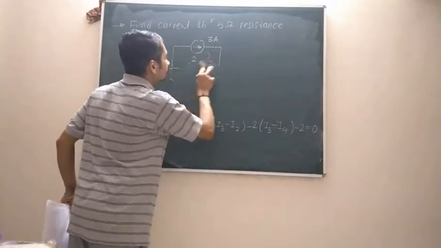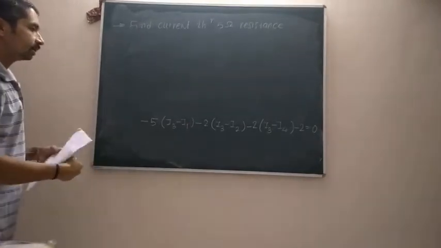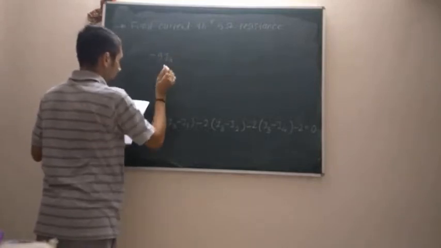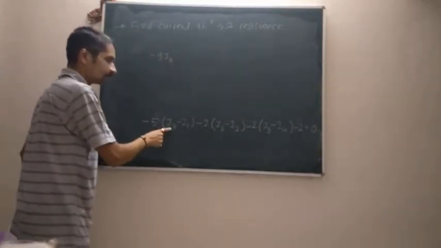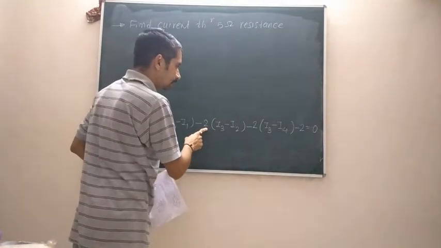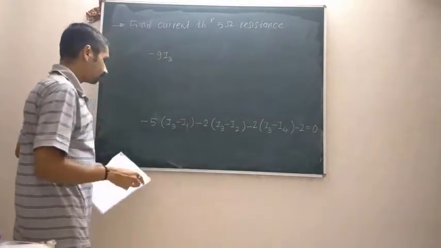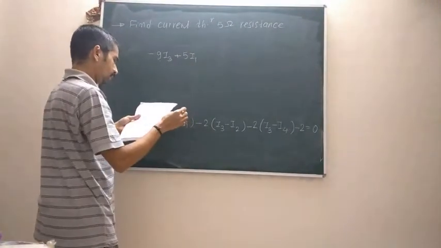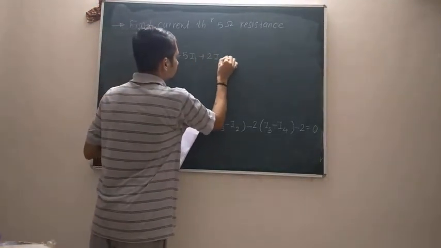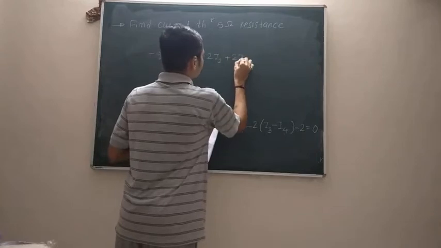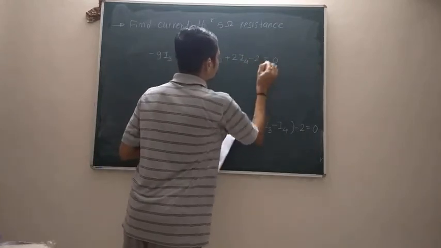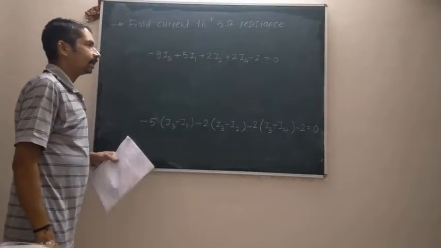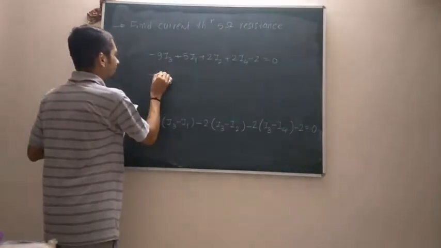Now if I simplify this equation further, I will get the new equation as minus 9I3. You can see here, this is minus 5, minus 2, that is minus 7, and this minus 2, so that is going to be minus 9I3 plus 5I1 plus 2I2 plus 2I4 minus 2 is equal to 0. Now I already obtained the values of I2, I1 and I4. So if I substitute them, what will I get?